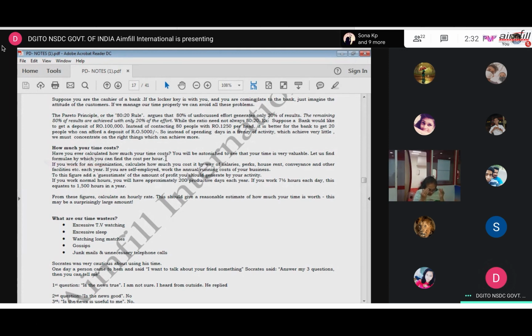Now, leave a line and write what I tell you. Number 1, number of weeks you work. What will be the number of weeks? 12 months into 4 weeks per month gives you 48 weeks. Understood? Each month has 4 weeks. We'll take it as 48 weeks you're going to work. So write 12 into 4, 48.